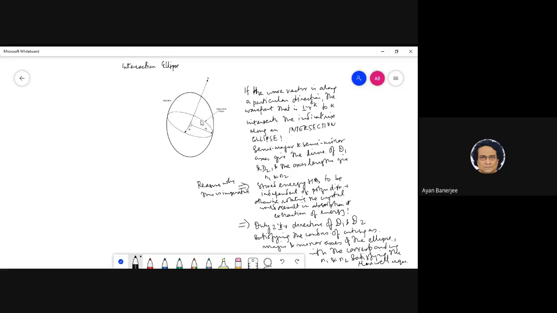See, D1 and D2 are the directions, and the projection means that it is orthogonal to k, right? The lengths are the refractive indices. That is fine. They can be orthogonal, but the directions need not be along the semi-major and semi-minor axis. That's all I'm saying.